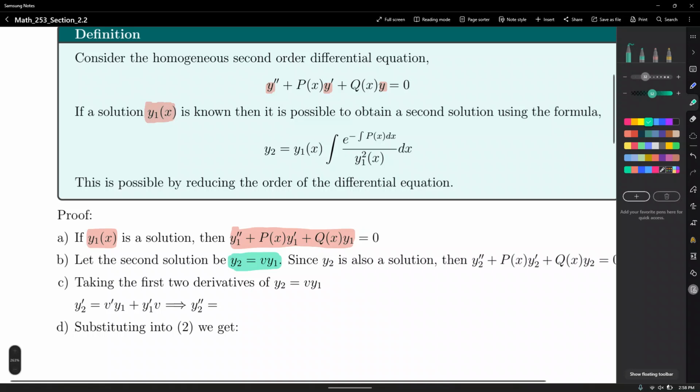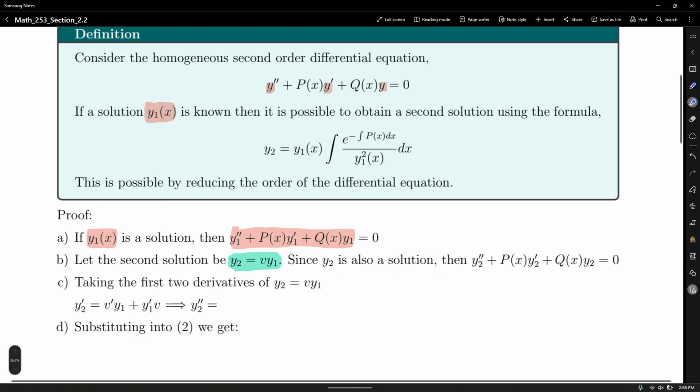From this moment on, I'm going to omit the parentheses x just to be more compact with the notation, but keep in mind that all these y's and v's are functions of x. Really, this expression is the same as saying y sub 2 of x equals some function v of x times y1 of x. Since we are looking for a second solution, we're going to set up a solution of this form, that is y sub 2 equals some function times y1. Let's assume that's the form of the solution.